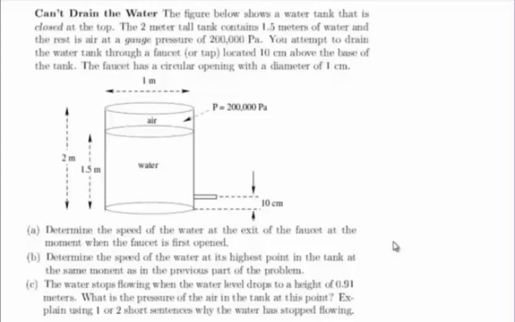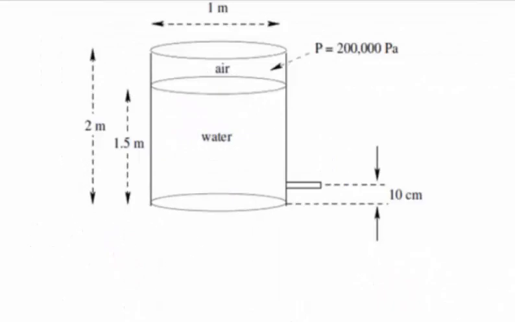We are to determine the speed of the water at the exit of the faucet, the speed of the water at the highest point in the tank at the same moment as in the previous part of the problem, and also to consider why the water stops flowing after the height has dropped significantly. This is a fluid problem, and we'll analyze it using the Bernoulli Principle. To apply the Bernoulli Principle, we select two locations within a single fluid and connect them using Bernoulli's constant.